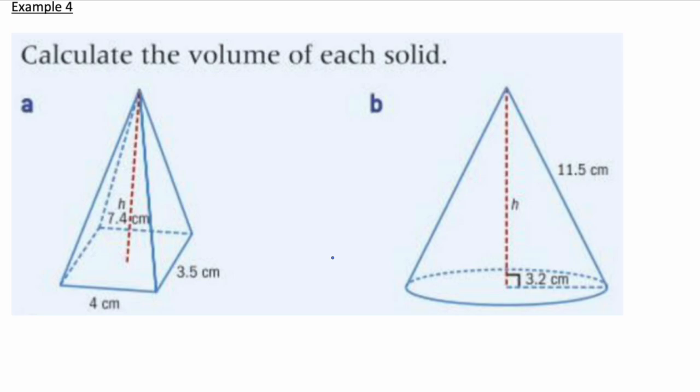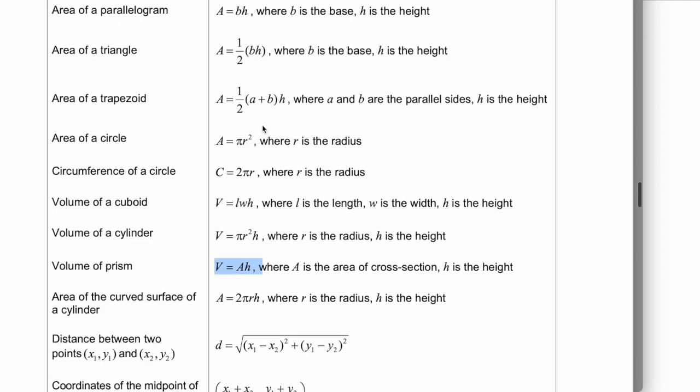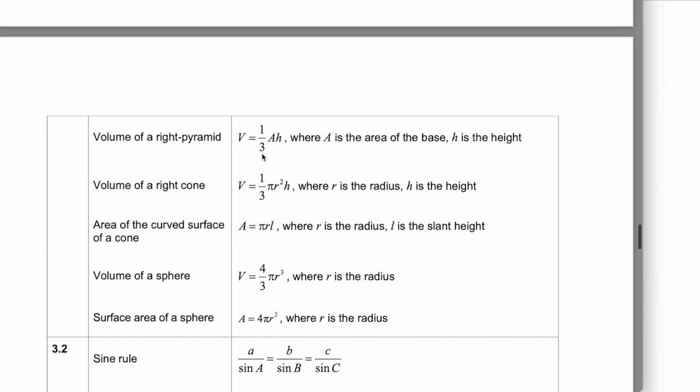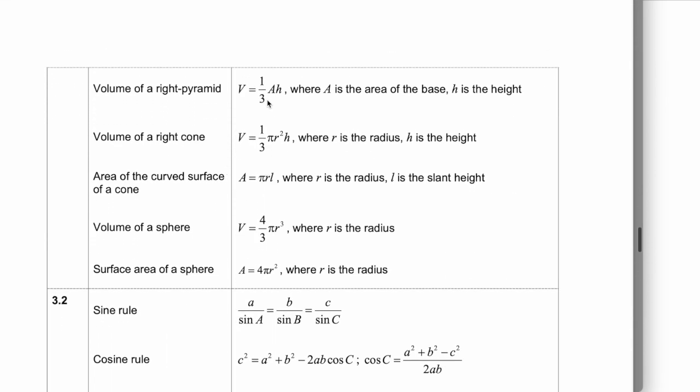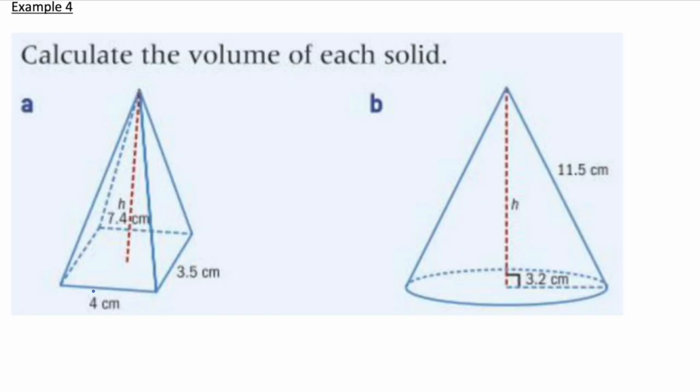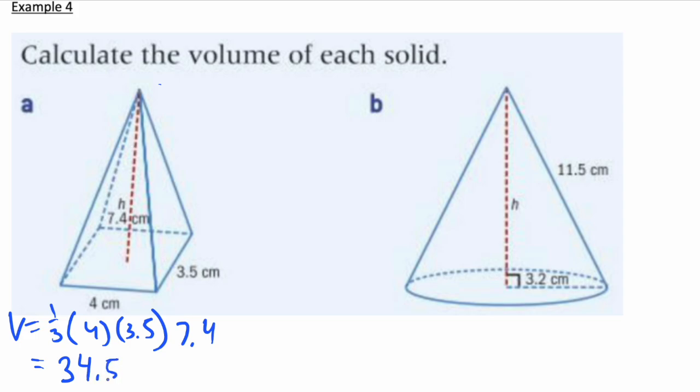Okay, and for the next examples, we've got a pyramid and a cone. The pyramid formula is in the formula booklet. It's not under prior learning, so we've got to look at the next page. Right pyramid, 1/3 area of base times height. So the volume here equals 1/3 times the area of the base, which is 4 times 3.5, and the height is given. Sometimes we've got to use Pythagorean theorem to find the height and stuff like that. So if you put that in your calculator and round it, you get 34.5 cubic centimeters.